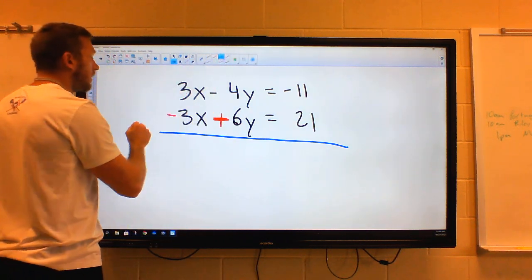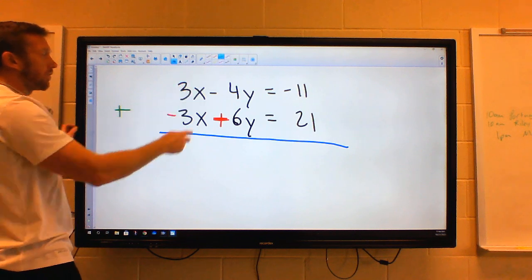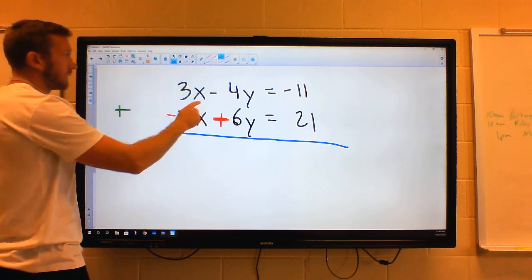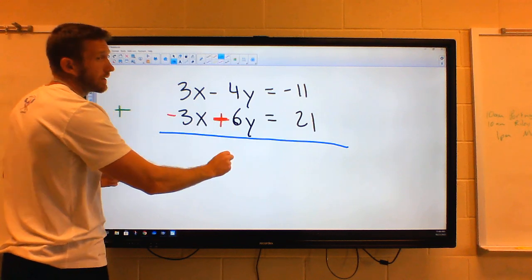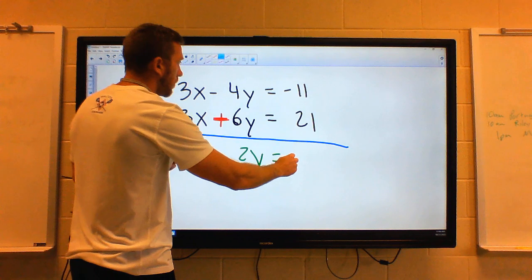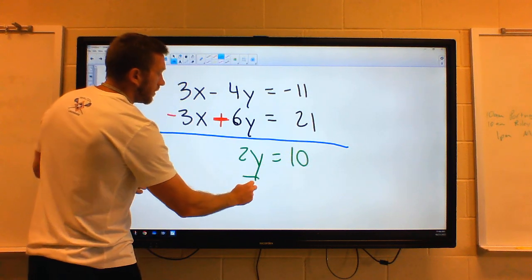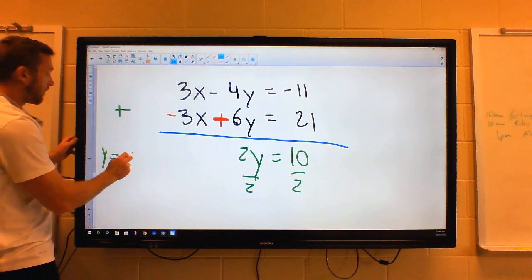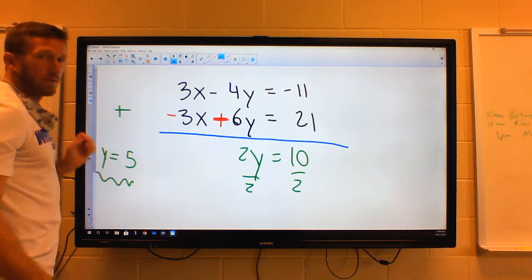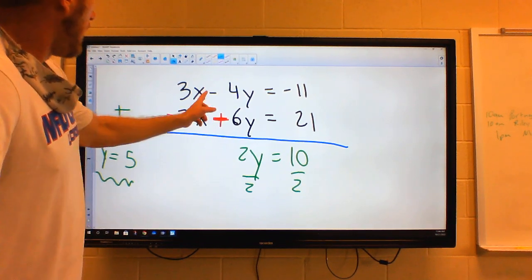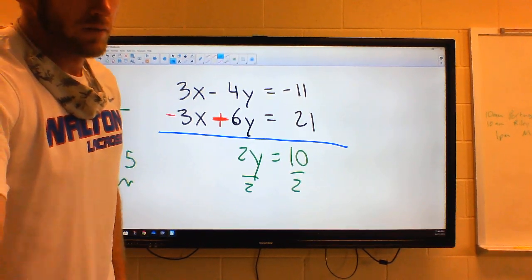Why do I like that? Because now I can combine the two equations by addition. 3x and -3x disappear. -4y, positive 6y makes 2y. -11 and 21 makes 10. We can divide by 2, and we get y equals 5 for that value. I'm going to pause this now and let you guys go ahead and solve for x.